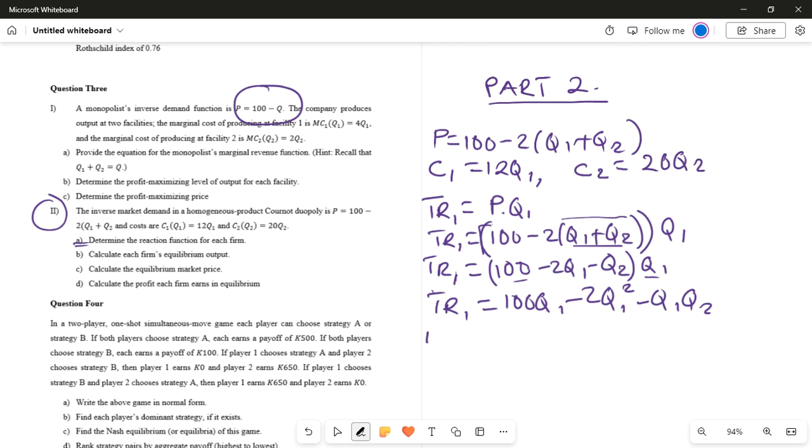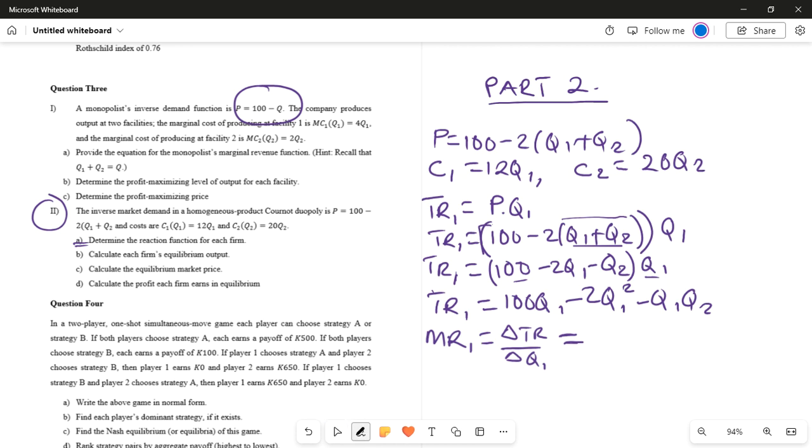Next is to get the marginal revenue for firm 1, right? By now we know that marginal revenue is just the change in total revenue due to a change in Q1 in this case. So we're just going to differentiate this function with respect to Q1, right? Cool. So how do we do that? We know by now how to differentiate. I'll make that assumption.